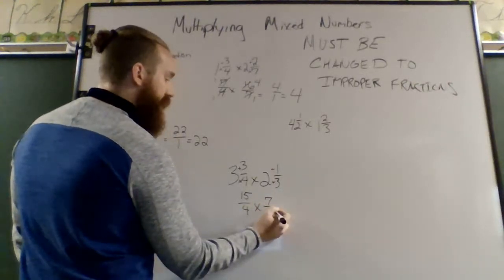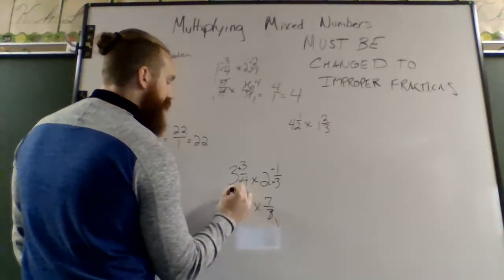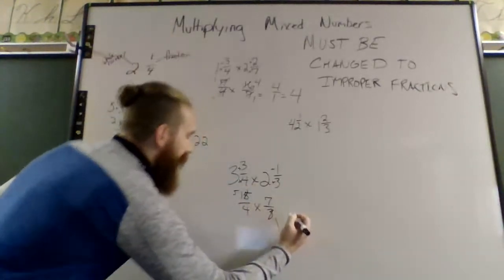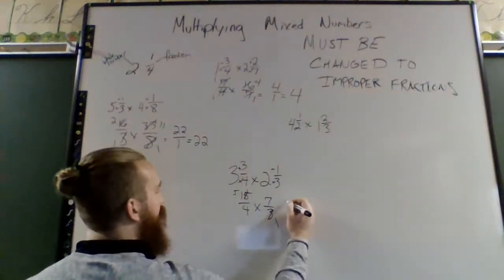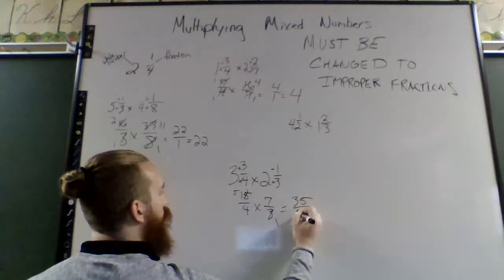Okay, 3 can go into 15. So the 3 becomes a 1. The 15 becomes a 5. Now we multiply it out. We end up with 5 times 7, which is 35 over 4.